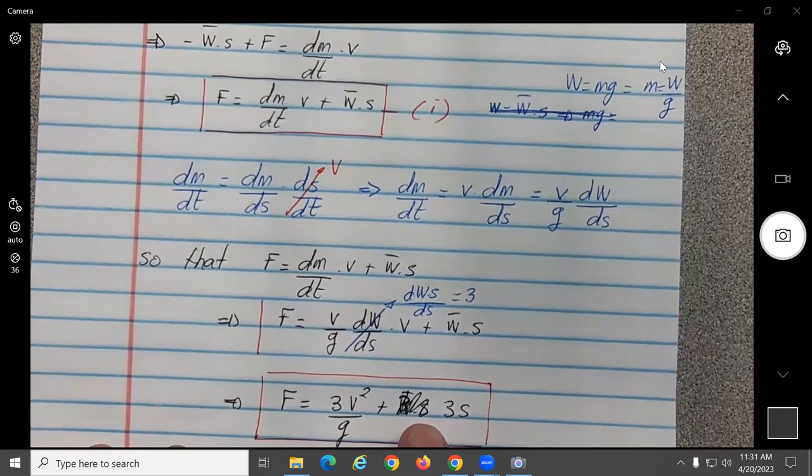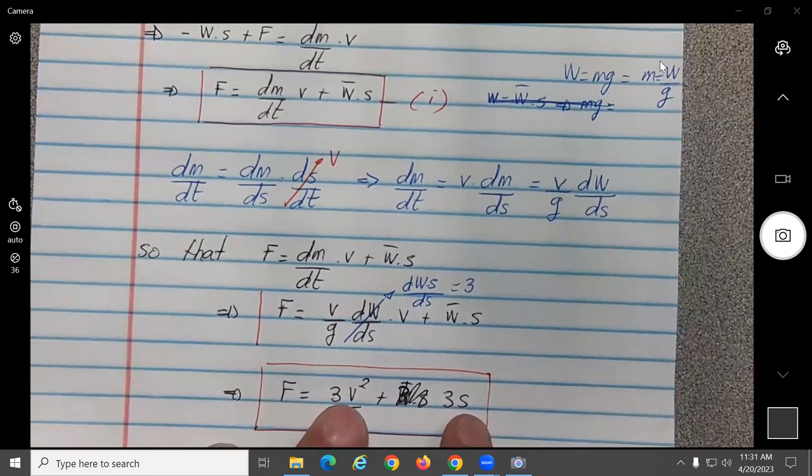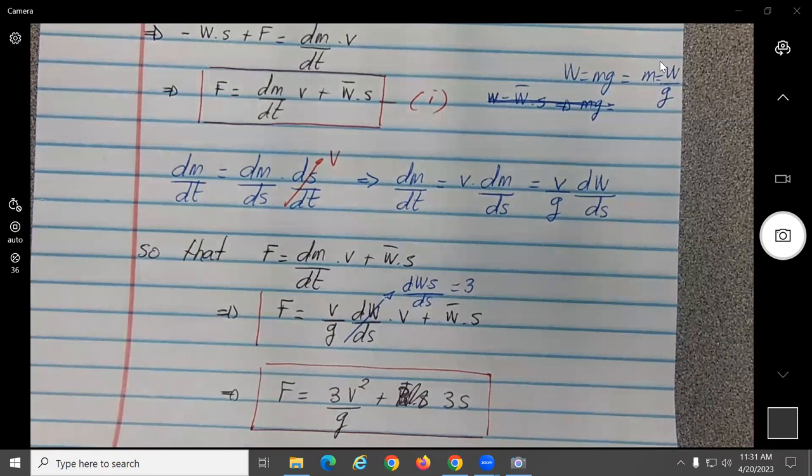The reason I'm doing this is because somebody told me before that they need to find the value of the force when S moves 4 feet. Is that what you said? So now find the value of the force when S equals 4 feet and V equals 2 feet per second. Whatever that is, I don't care about the value of this.